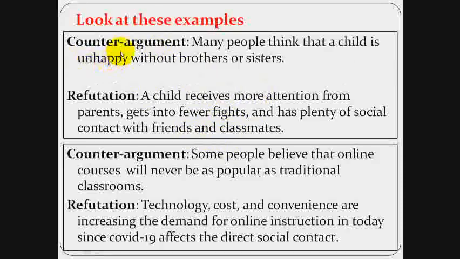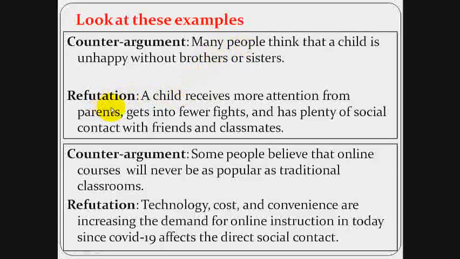Look at these examples. Example 1. This is a counter-argument. It is opposite to the writer's point of view. It says many people think that a child is unhappy without brothers or sisters. Look at this one. It is talking about a child or the children. It is saying that a child cannot be happy without siblings. Now, this is the counter-argument. We will try to give information that is opposite to this information.